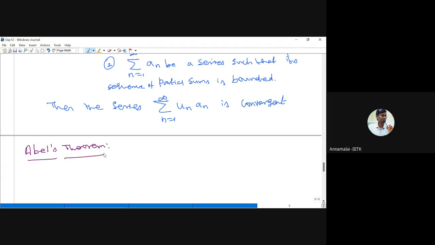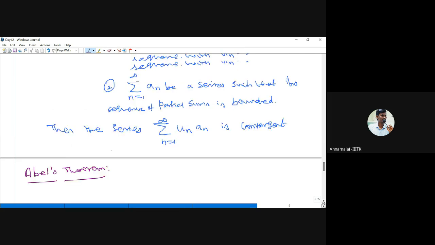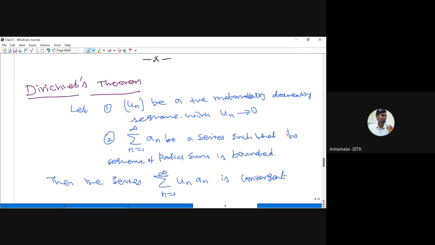But Abel's theorem is obtained from Dirichlet's theorem by weakening some condition. We have to weaken some condition on u_n also. Here they have given that u_n is strictly decreasing and converges to 0. Suppose you omit the condition that u_n converges to 0, then what will happen? That is a weaker condition.